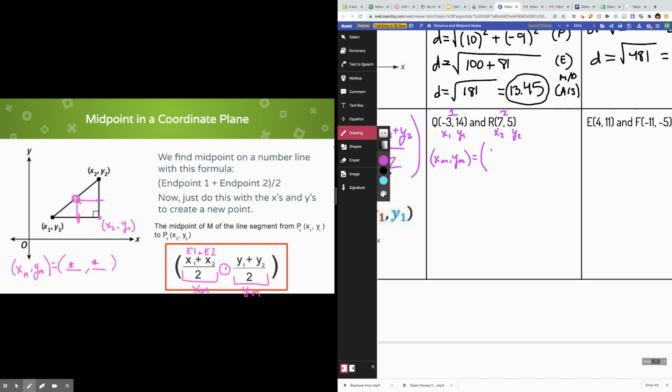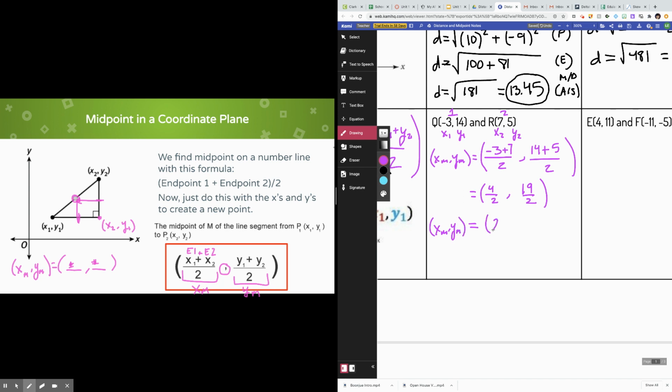So I have x1 plus x2, which is -3 plus 7. You do that whole thing, cut it in half, comma, then do the same thing for the y's: 14 plus 5 divided by 2. This is just simple addition and division. -3 plus 7 is 4, divided by 2. Then 14 plus 5 is 19, divided by 2. If you can simplify, you should. So we have xm, comma, ym.